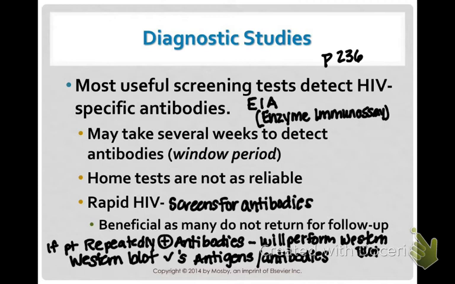There's just this median delay after infection before antibodies can be detected. The rapid HIV test takes 20 minutes. They just swab a stick in your mouth and it screens for antibodies. The rapid test is highly reliable, and it provides immediate feedback, especially beneficial for those that don't return.